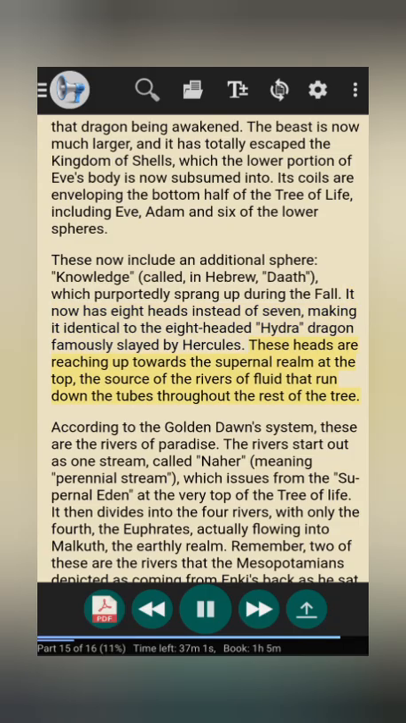These heads are reaching up towards the supernal realm at the top, the source of the rivers of fluid that run down the tubes throughout the rest of the tree. According to the Golden Dawn system, these are the rivers of paradise. The rivers start out as one stream, called Neher, meaning perennial stream, which issues from the supernal Eden at the very top of the Tree of Life. It then divides into the 4 rivers, with only the 4th, the Euphrates, actually flowing into Malkuth, the earthly realm.